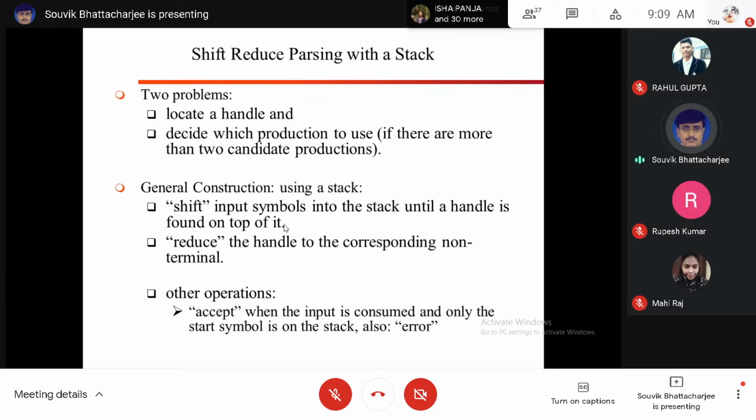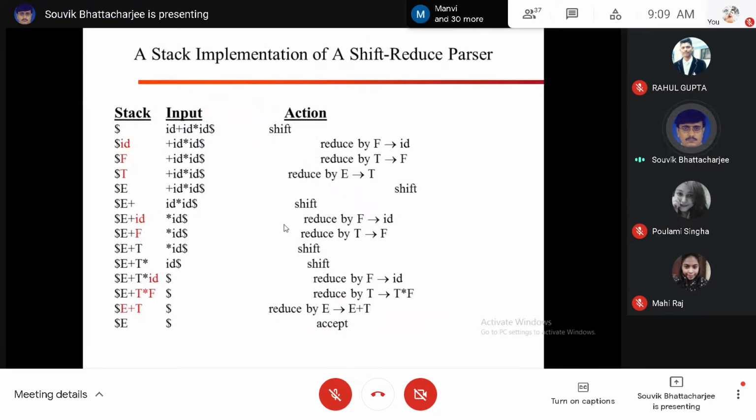What are the general constructions for these things? Using a stack, shift input symbols onto the stack until a handle is found on the top of it, and reduce the handle to the corresponding non-terminal. Also the other operations we have seen are accept and error. Now you just see here.